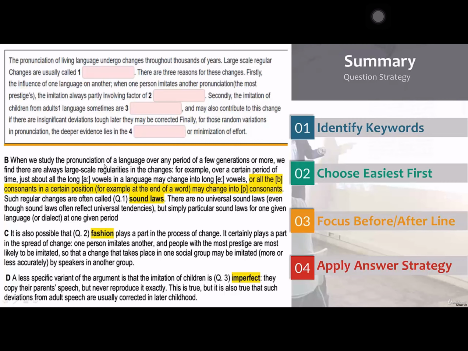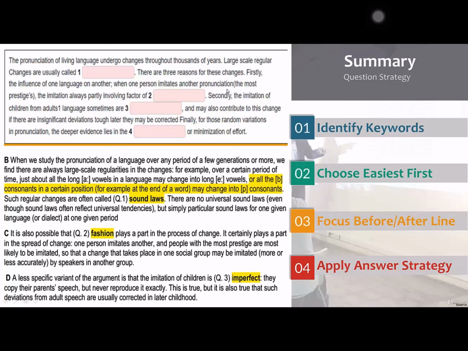But when I'm looking at it, I'm saying, okay, here's the thousands of years. Here's the large-scale changes. And now what am I looking for? What changes are usually called? I'm looking for that language. I'm not trying to understand all of that. I'm looking for that language, usually called, often called. Often is a synonym for usually, and my answer is going to be sound laws.